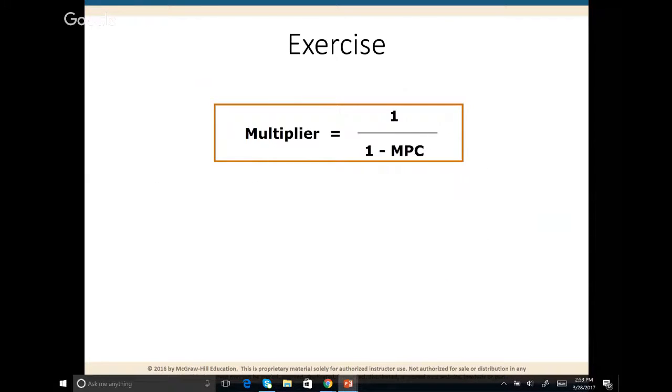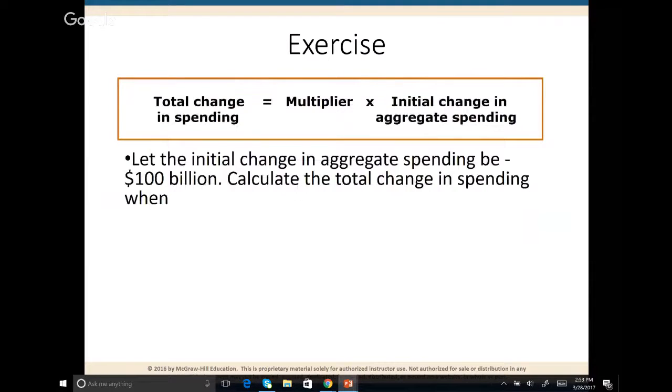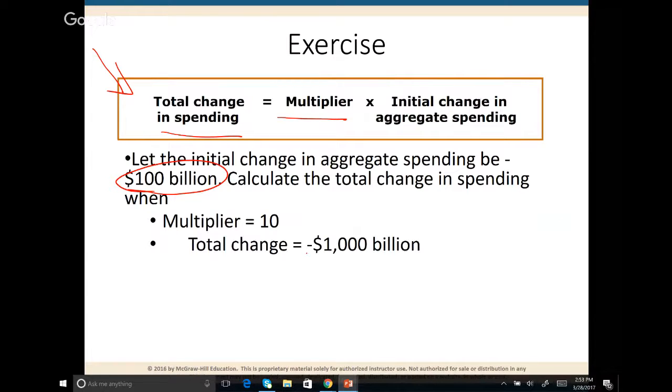Let's skip this. Okay, so guys, this is important here. Your total change in spending equals your multiplier times the initial change in aggregate spending. So before, the example we had was $100 billion of lower investment. If your multiplier is 10, this led to $1,000 billion of lower total spending in the economy.